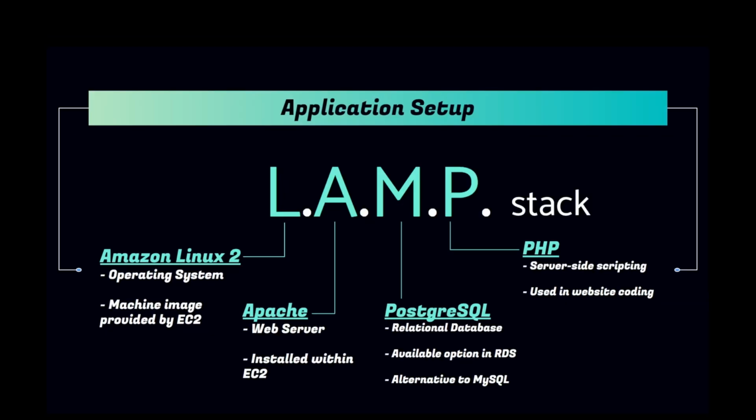Hi, I am Zhenming, and I'll be sharing the application setup portion for our project now. We use the LAMP stack for our project, whereby L stands for Linux, and we have used Amazon Linux 2 as our operating system, which is also a machine image option provided by EC2. Next up, we have A for Apache, which is web server software that we have installed within our EC2 instances to serve the static HTML, CSS, and JavaScript code.